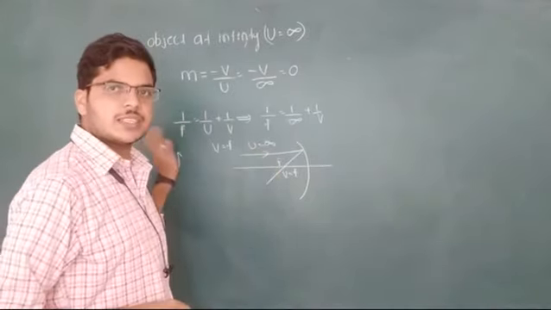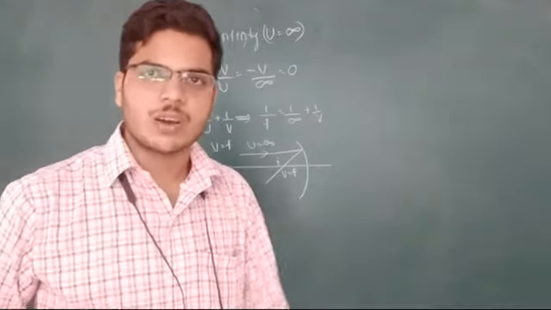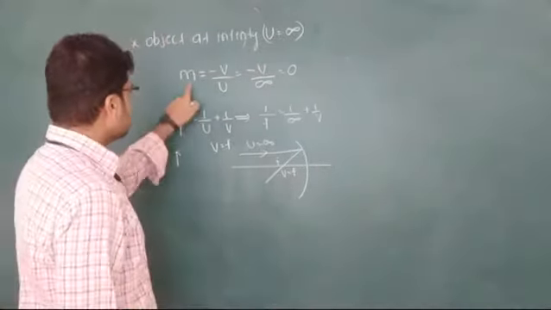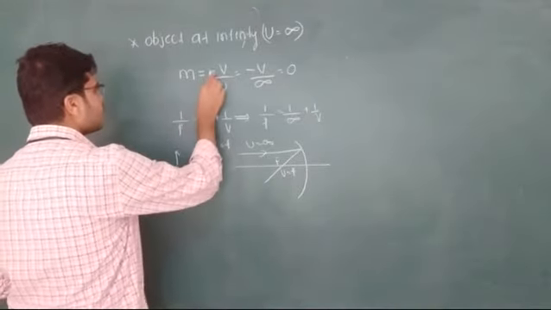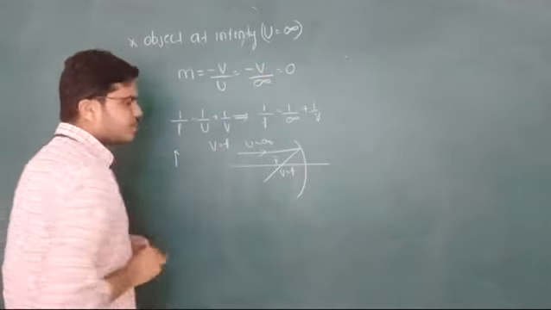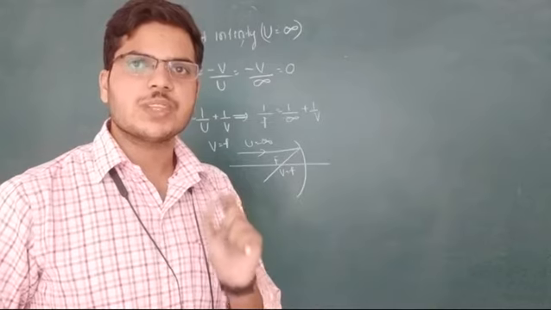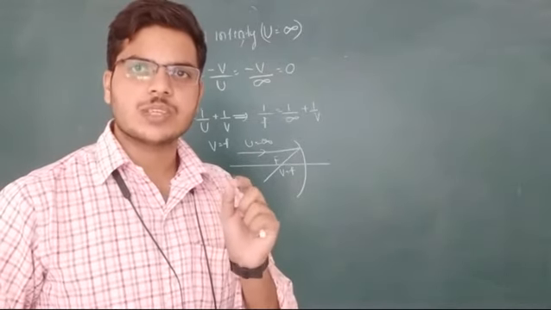Means the distance is at infinity, means the parallel ray is incident on the concave mirror. Then look at this formula: m is equal to minus v by u, that is equal to minus v by infinity. Anything divided by infinity is equal to 0. Therefore, linear magnification is equal to 0.